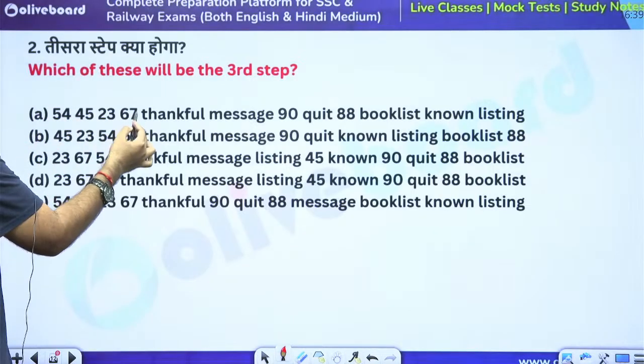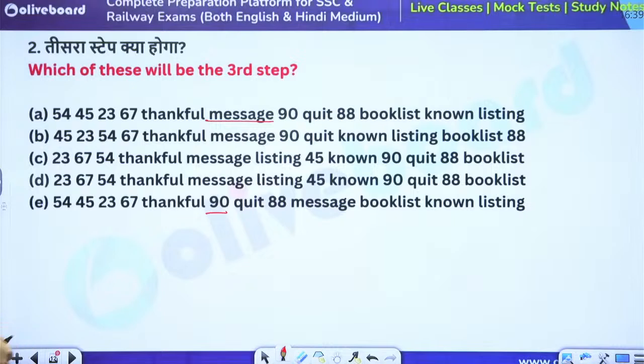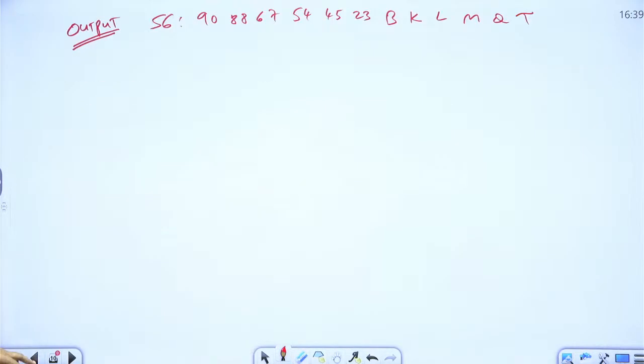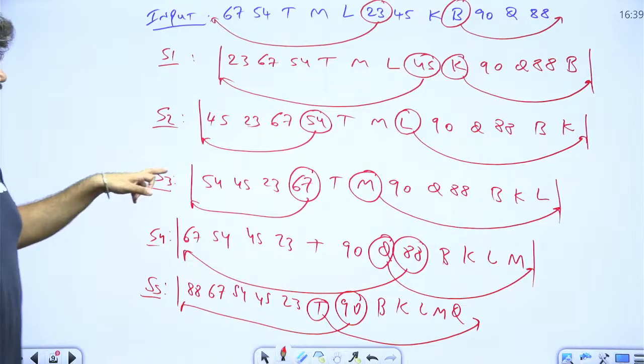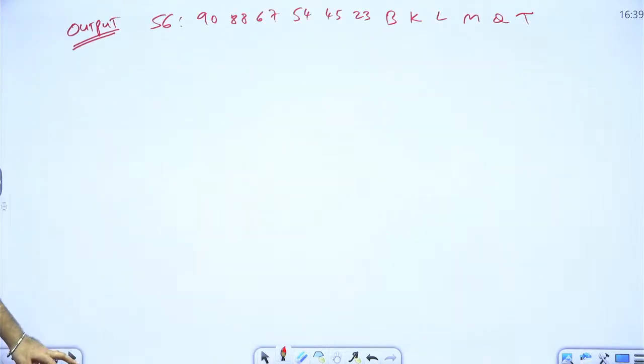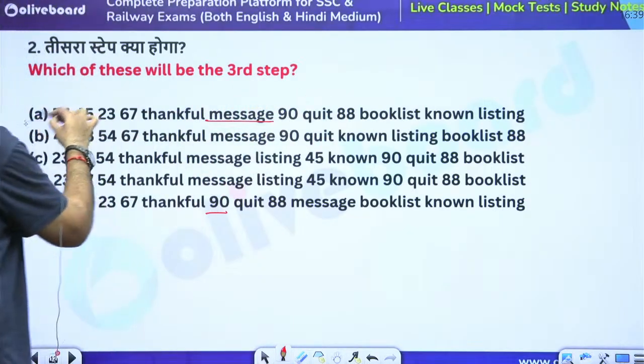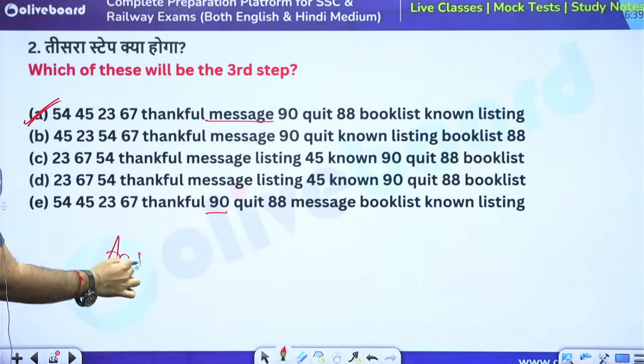54, 45, 23, 67, thankful, message and 90. Check which one is going to come first, M or 90. After thankful, after T. Step 3, after T we have message first. Message, then 90, then Q88. So message 90Q88. Option A is the correct answer. This is the third step.